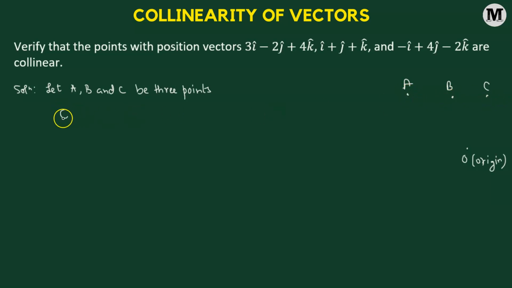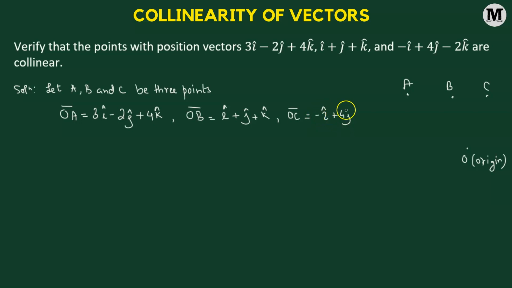So here we have the OA vector, which is going to be the position vector of point A. Let's say it's represented by the vector 3i cap minus 2j cap plus 4k cap. Then we have the OB vector, represented by i cap plus j cap plus k cap. And then we have the OC vector, which is negative i cap plus 4j cap minus 2k cap.